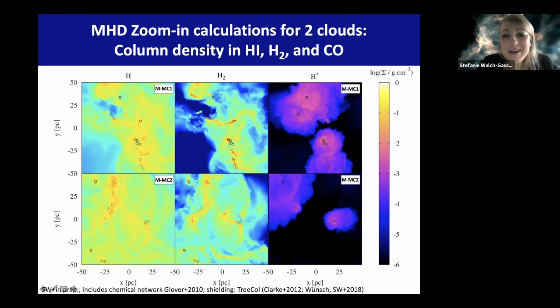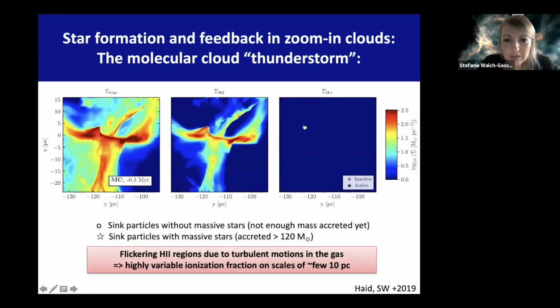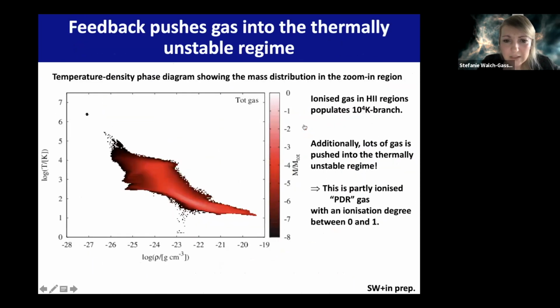Okay, so with these simulations on the 0.1 parsec scale, we also study the star formation and feedback. What you can see here is that I replaced the CO with ionized hydrogen. So you can see quite nicely the H II regions, which are expanding around the young stars. And I think there was one important thing which I wanted to show, which is this one.